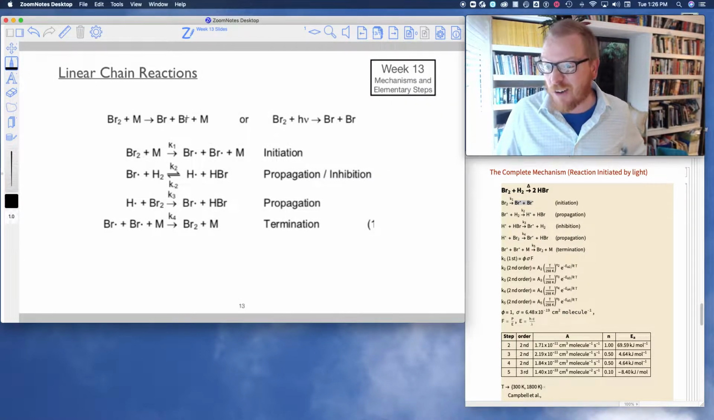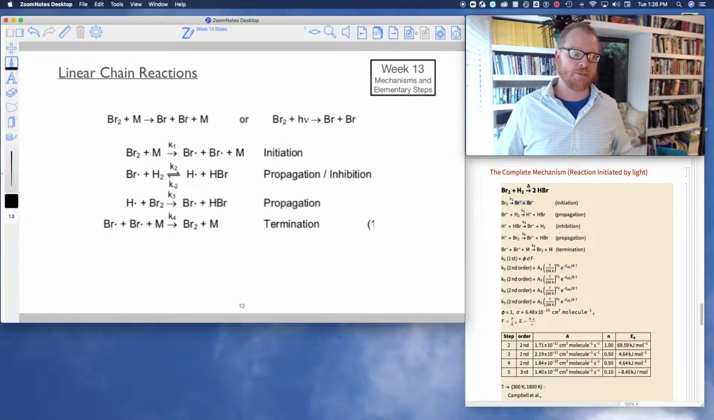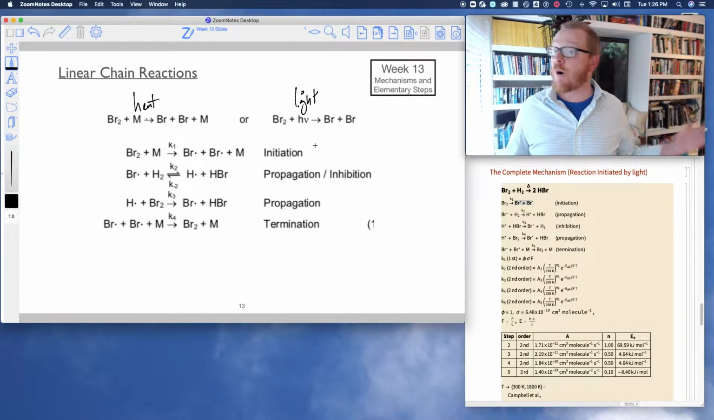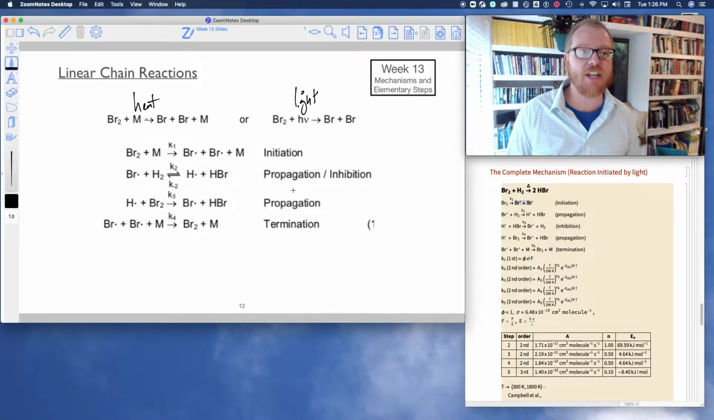So in these linear chain reactions, this is kind of the last and final subject, right? We can initiate a chain reaction through heat, or we can initiate it with light. Both cases produce bromine radicals. Okay, pretty cool. And so now that's an initiation step. There, I've showed it to you, k1, okay?